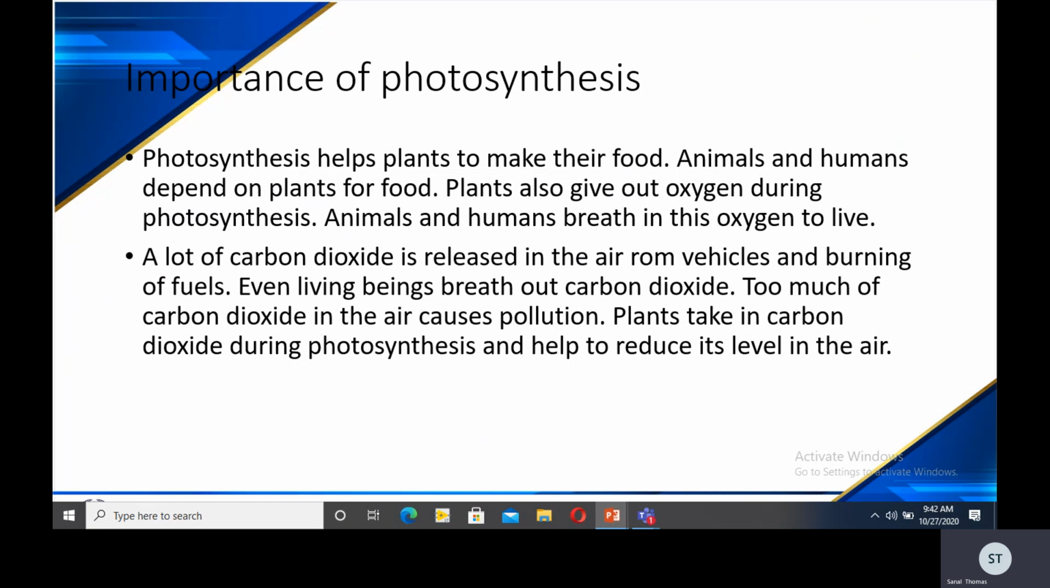And how do plants help to maintain a balance of carbon dioxide in the air? Do plants play any role? Yes. See, a lot of carbon dioxide is released in the air from vehicles and burning of fuels. Even living beings breathe out carbon dioxide. Too much carbon dioxide in the air will cause pollution. So plants take in carbon dioxide during photosynthesis and help to reduce its level in the air.